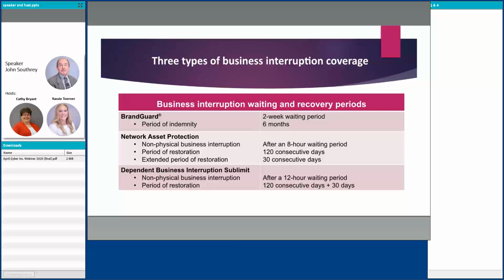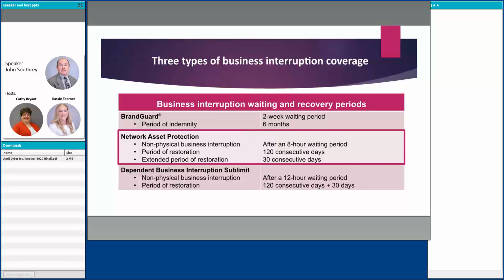The network asset protection is the primary one that's triggered, and I just talked about that. It's paid after an 8-hour waiting period, so the first day is not going to be covered, let's say, for an 8-hour day, but thereafter up to 4 months or 120 consecutive days, and during that period to try to recover to the pre-loss level, an additional 30 consecutive days. And then there's a dependent business interruption sublimit. This is for dependency upon a cloud service provider or IT vendor that is hacked, and as a result, you can't access your data, protected health information or billing information, and that's paid after a 12-hour waiting period up to 4 months, 120 days, plus 30.